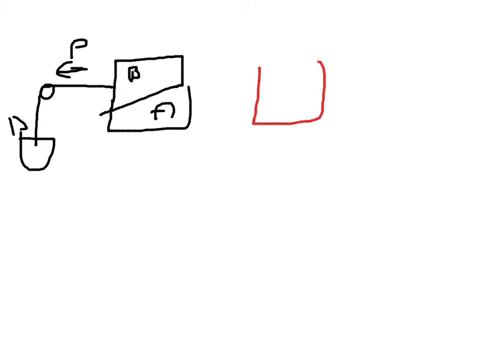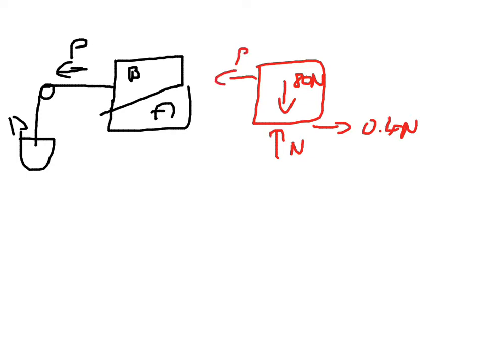Then we can consider we've got one box with 80 newtons down, 50 and 30 added together. We've got one contact force N. We've got one friction force, which is going to be 0.4 N. And we've got one P force there.